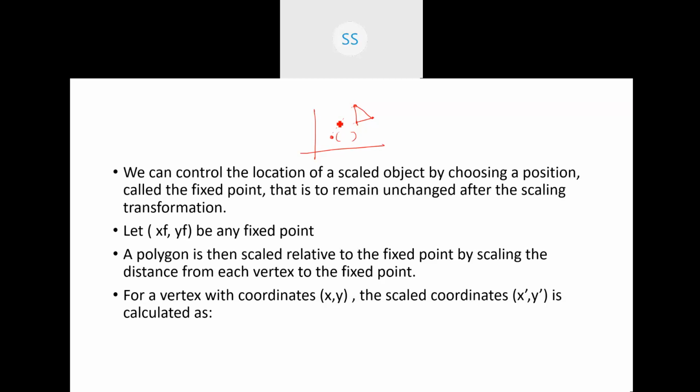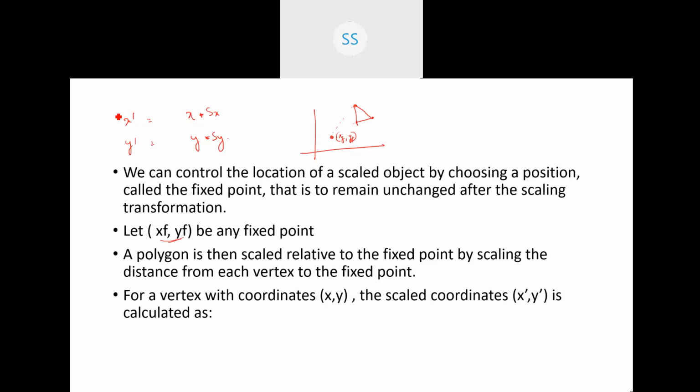Now what is this point, this fixed point? We can call it xf comma yf, or my pivot point I can say. I've got a fixed point here. So with respect to this fixed point, I can do some changes. I already know what my x dash and what my y dash is, isn't it? X dash is x into my sx and y dash is y into my sy.